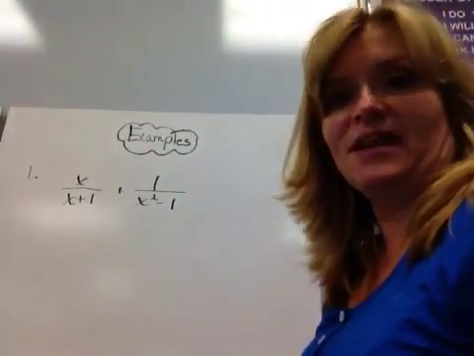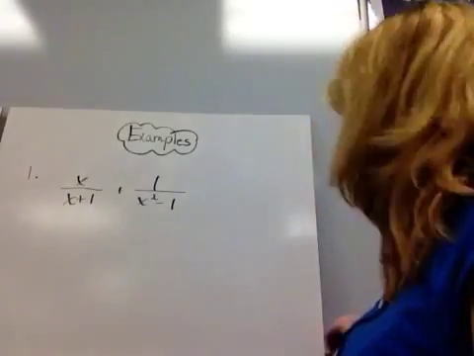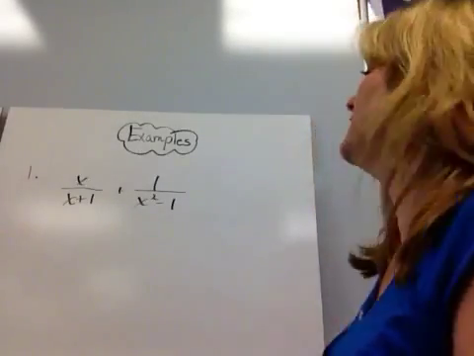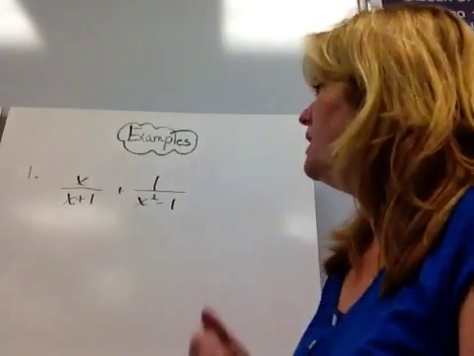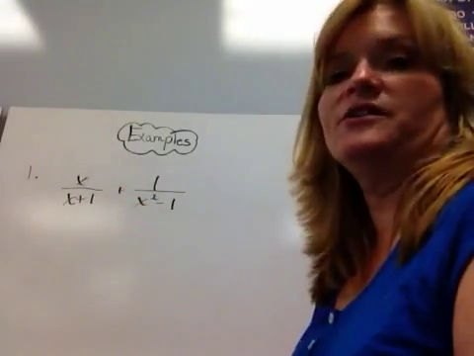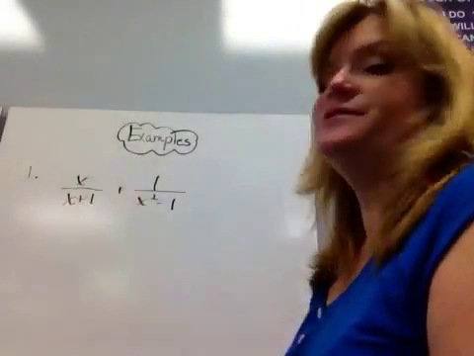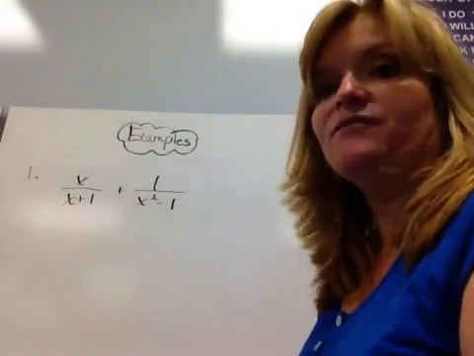Let's start with some examples, and I'm going to go through each one of them, and I hope that you see the cases that we talked about last time. So the first example we're going to do is x over x plus 1 plus 1 over x squared minus 1. I noticed the denominators aren't the same, so I have to make them the same.